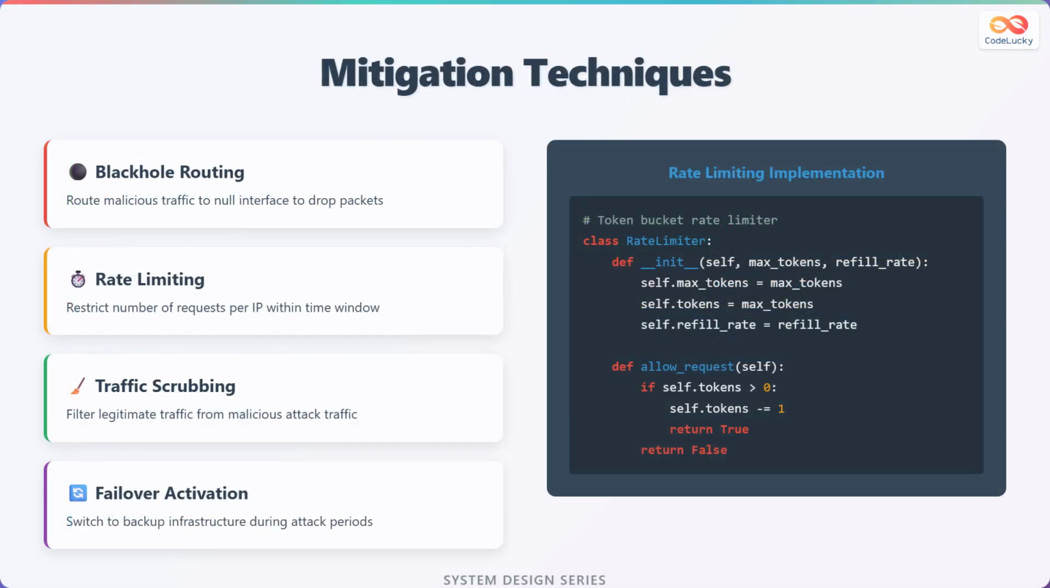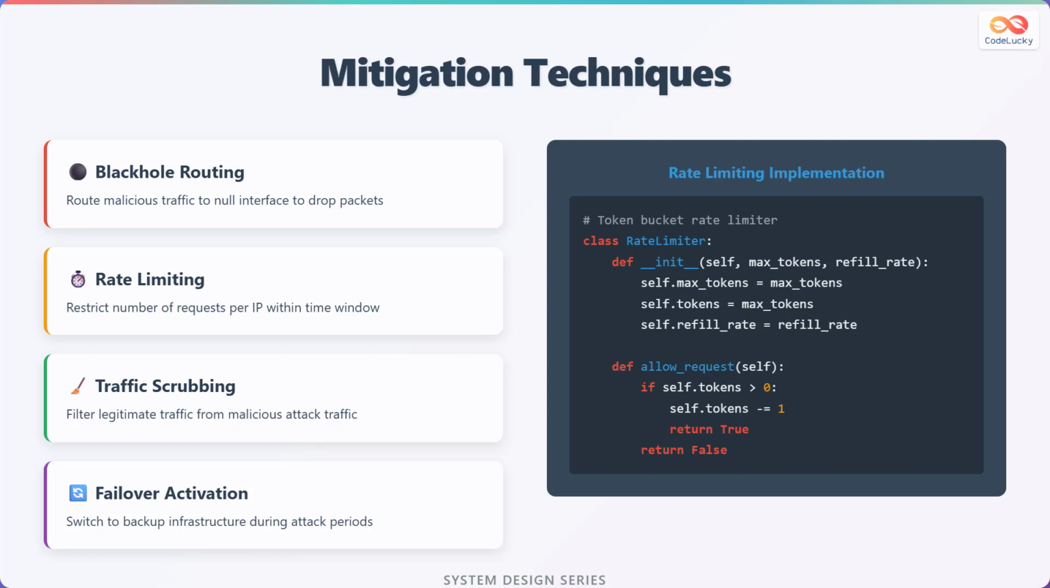Here are some mitigation techniques that can be used to respond to distributed denial of service attacks. Black hole routing involves routing malicious traffic to a null interface, effectively dropping the packets. Rate limiting involves restricting the number of requests per IP address within a specified time window. Traffic scrubbing involves filtering legitimate traffic from malicious attack traffic. Failover activation involves switching to backup infrastructure during attack periods to maintain service availability.